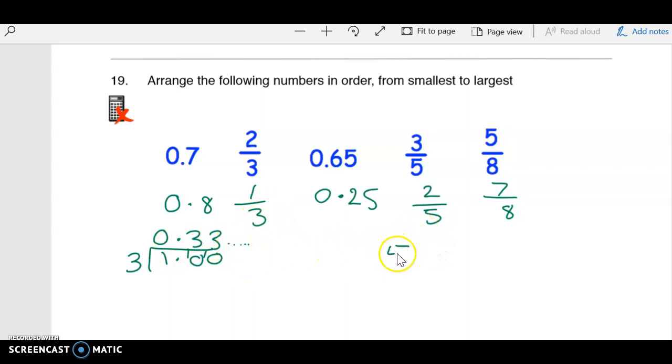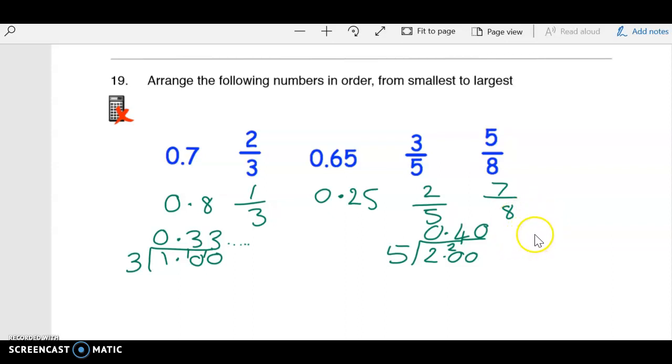Right, let's do this one. 5's into 2. Put my decimals down. So 5's into 2 doesn't go. Give 2. 5's into 20 goes 4 times. 5's into 0. So this is 0.40. So already you can see how this is going. This one is still the smallest, followed by this one here, which is the third, followed by this one here, which is 0.4, and then we've got this one here, 0.8. So we've got to find out where this 7 over 8 goes.